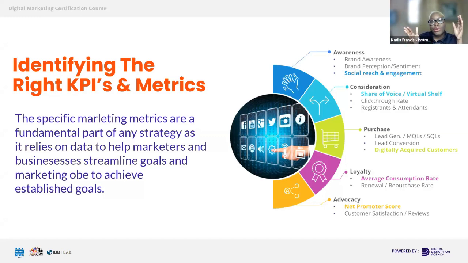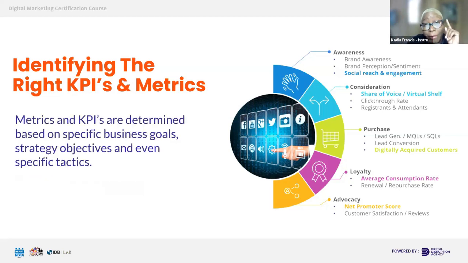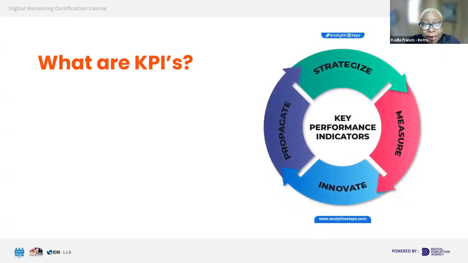So this is how you are looking at the different stages that a buyer will go through and looking at what are the best metrics that I can use to decide if I'm on track to realizing these different things. And then these metrics will lead you to a KPI, because there's a difference between a metric and a KPI, right? And each is based on specific business goals, your strategy, objectives, and even the tactics that you're going to be using, right? So let's look at what are KPIs.